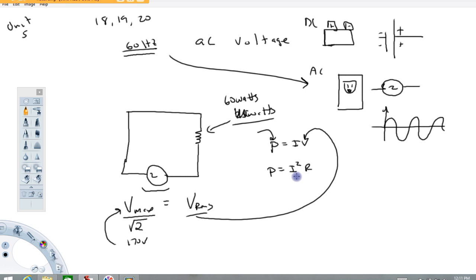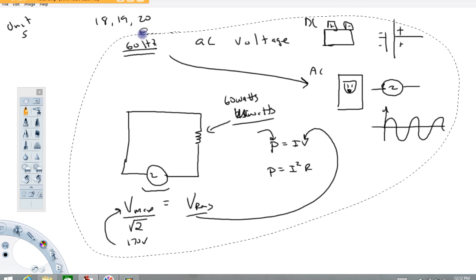That should be enough to get number 18 done. You can call or just post any questions if you still have trouble with it, and I'll be happy to continue to help. Okay, let's talk about 19. I'm going to get rid of this stuff here.